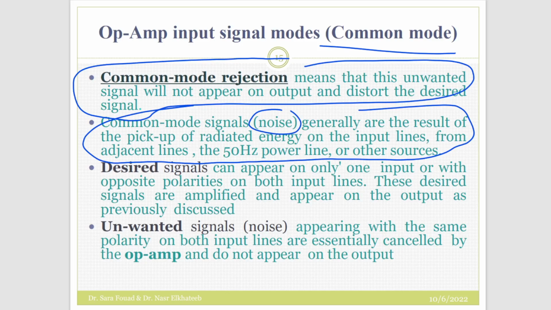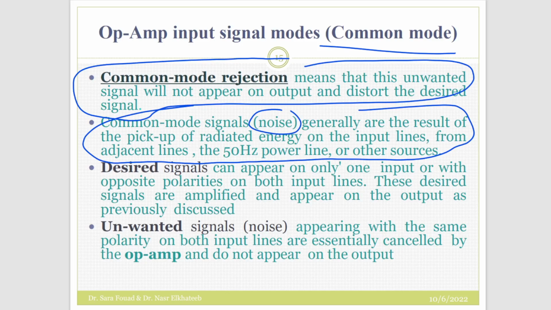So there are many sources that provide noise, and we do not want that. The common mode rejection means the unwanted signal is not going to appear on the output and distort the desired signal. So this is what common mode rejection is.